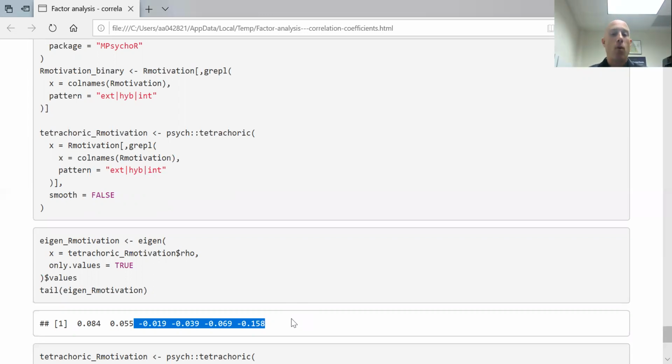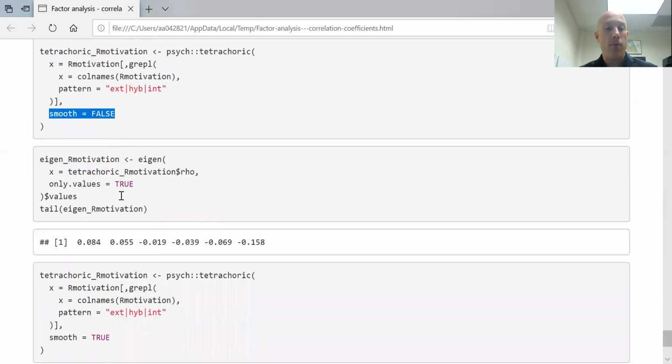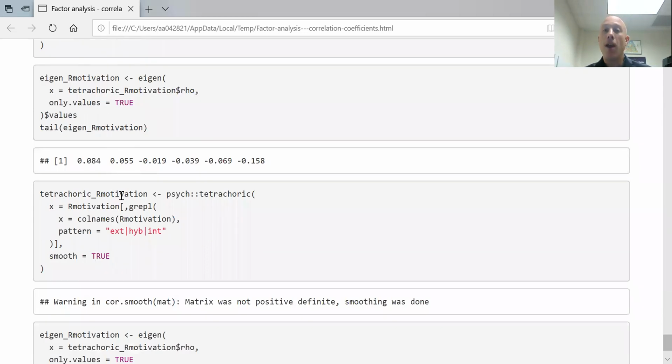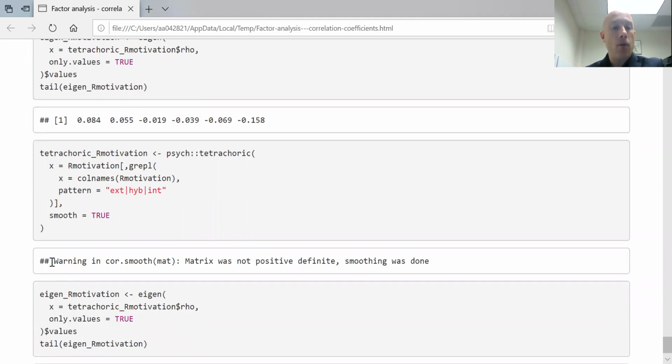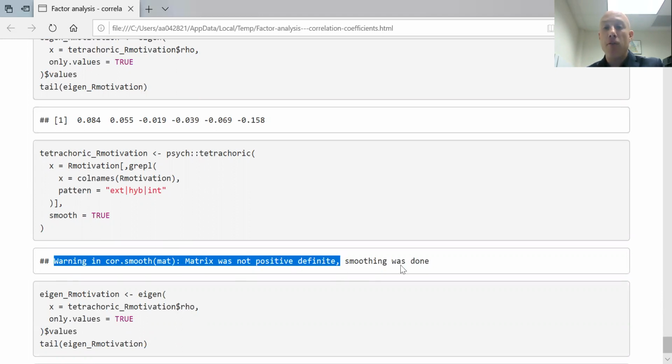All right, so what the author chose to do in this example, he was like, you know what? I don't like this. So what I'm going to do, I'm going to change this parameter smooth to true and see if that improves the situation. So it's going to technically be a different model. And here's a warning that comes out, that the matrix was not positive definite. Smoothing was done.